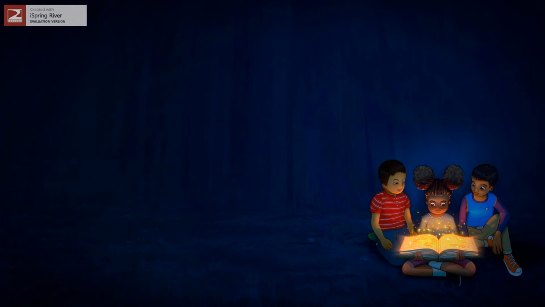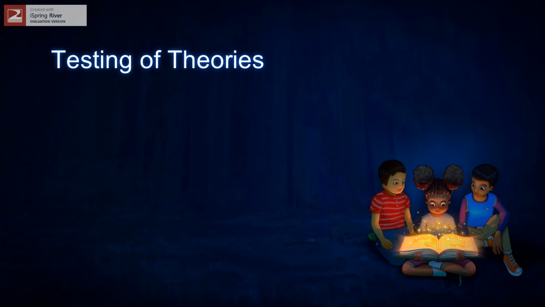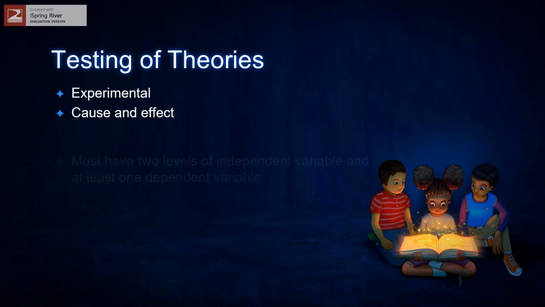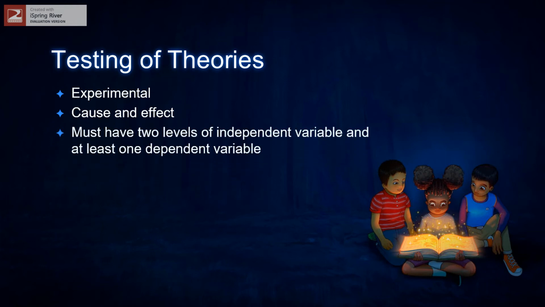Now, how do we test these theories? We use different methods to test theories. And testing of theories includes experimental, where it is a cause and effect of variables. It must have two levels of independent variable and at least one dependent variable. It also must have a random assignment.